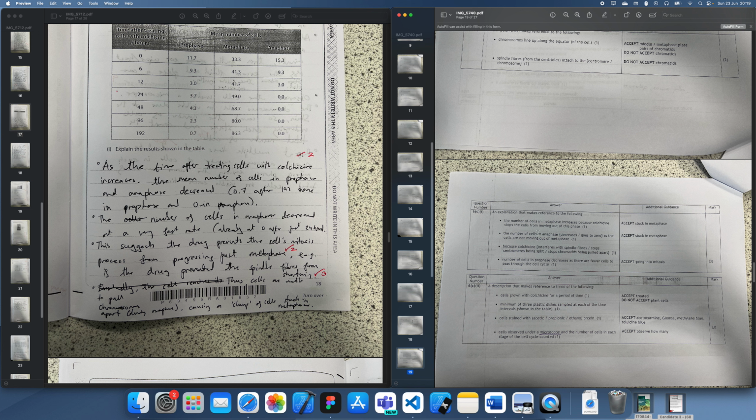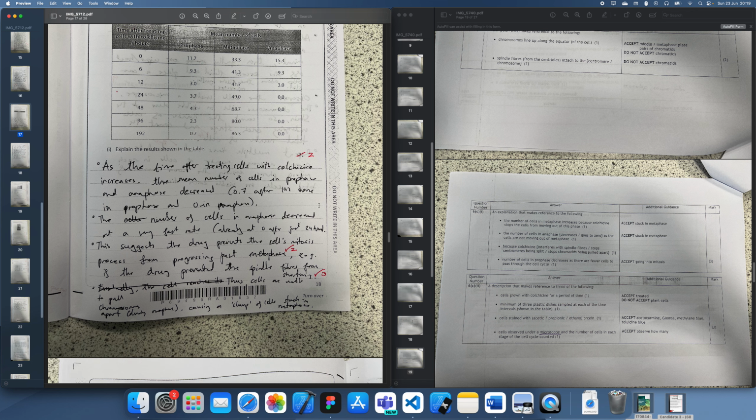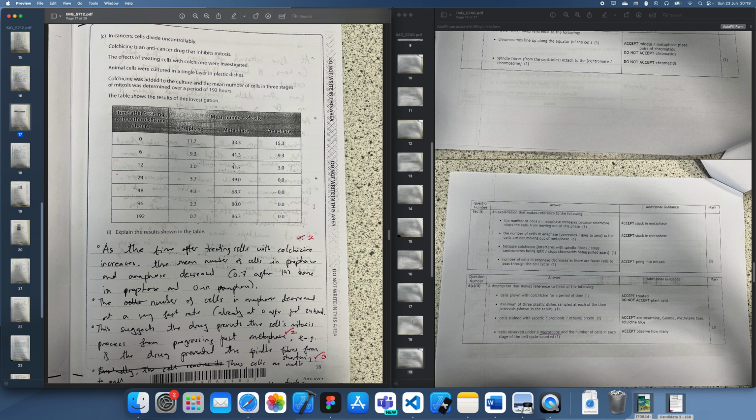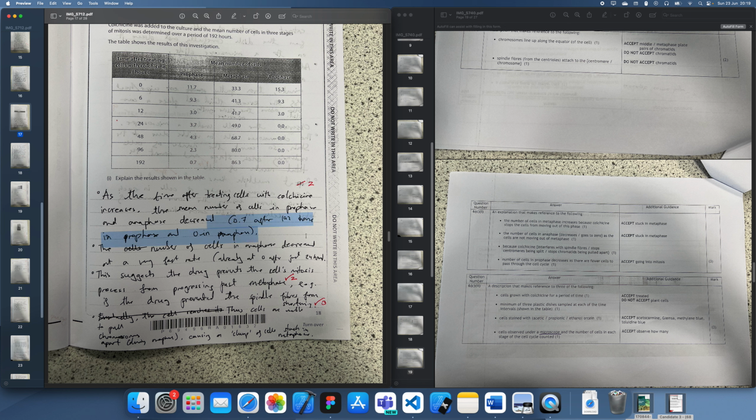First mark was for... alright, I didn't get mark point 1. Number of cells in metaphase increases because cold chain stops the cells from... I believe I did say they're stuck in metaphase. Yeah, stuck in metaphase over here. Suppose they didn't give me that mark for that one. And then I didn't get mark 4 either. Number of cells in prophase decreases, fewer cells. Again, I'm fairly certain I've said all these marking points, but maybe not. Okay, we'll let that one slide.